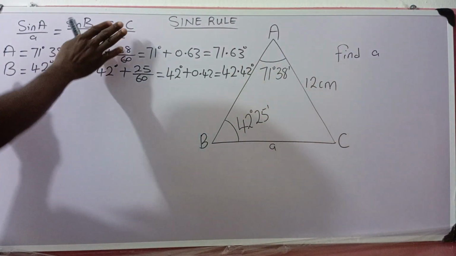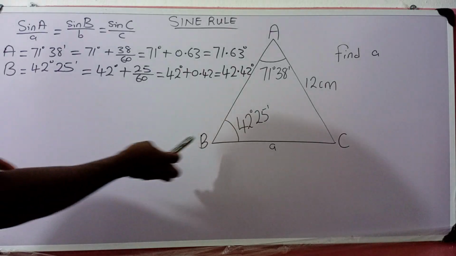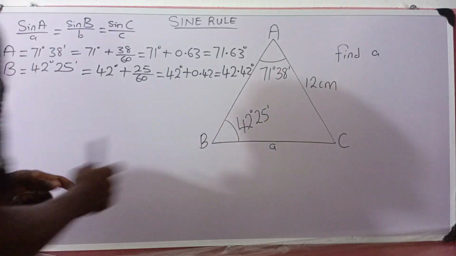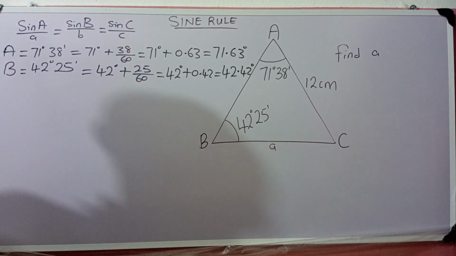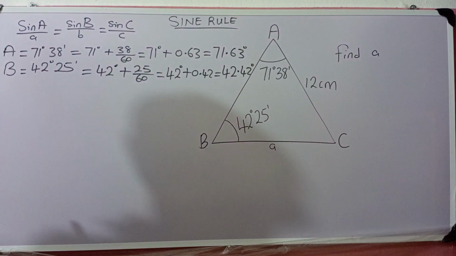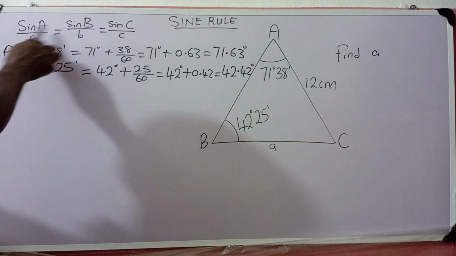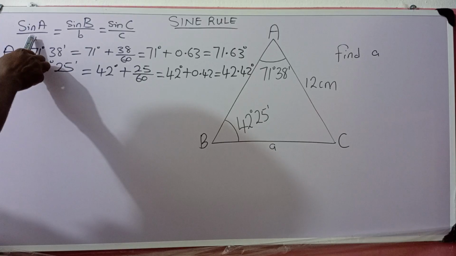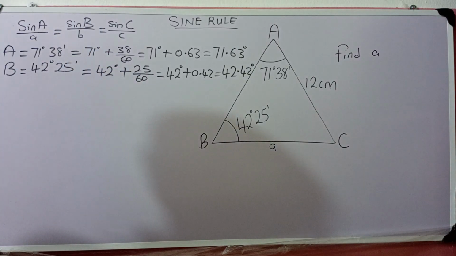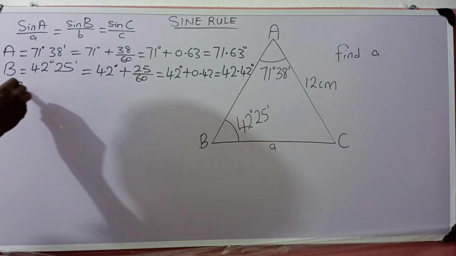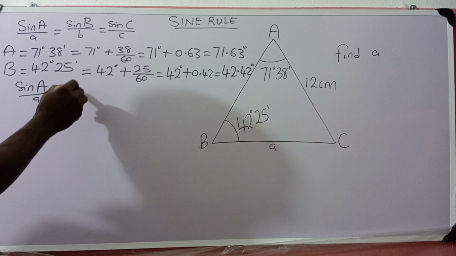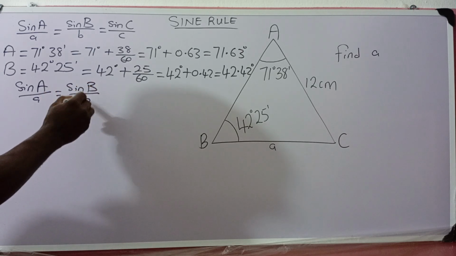So the combination we are going to use here will be that of A and B. That of C, nothing is given there, no information is provided there. So that particular one is none of our business. So we have to use the ones that some figures are provided to resolve the question. So we are using the combination of sine A over small letter a is equal to sine B over small letter b.